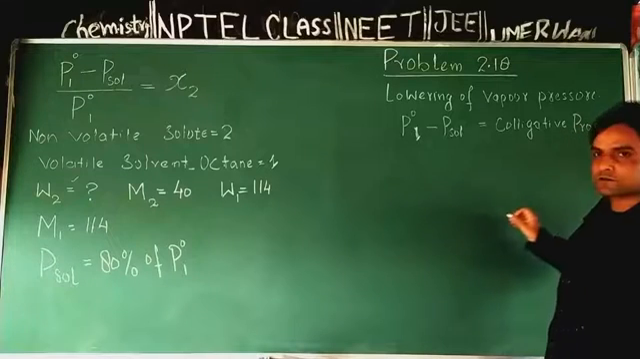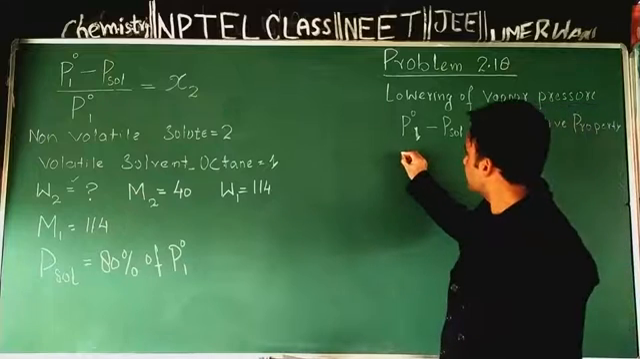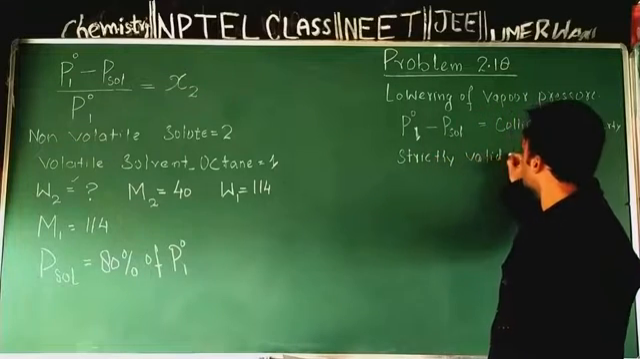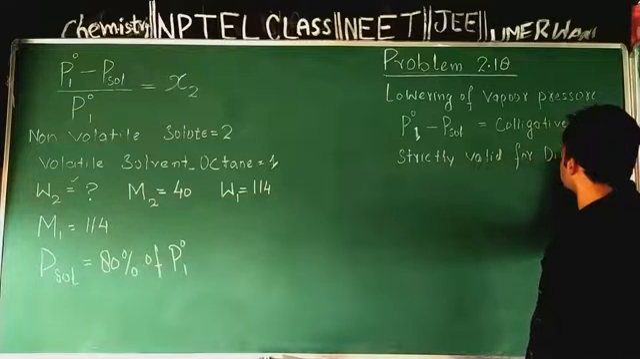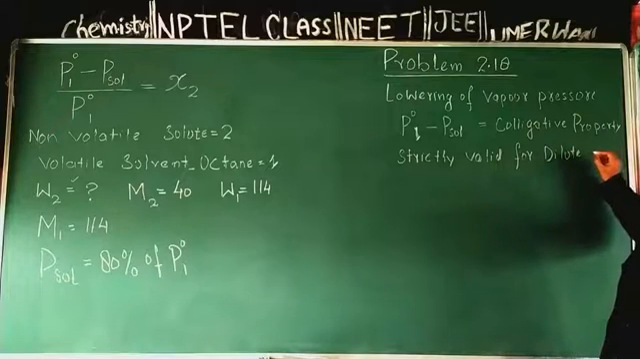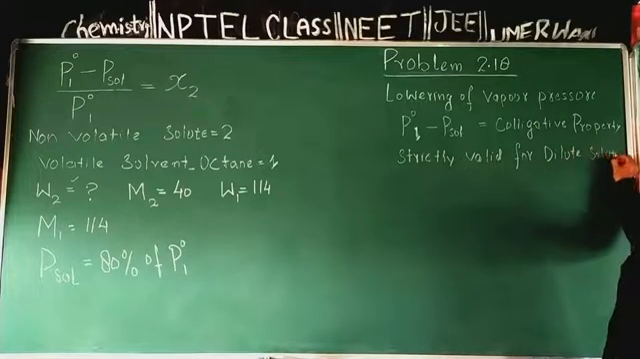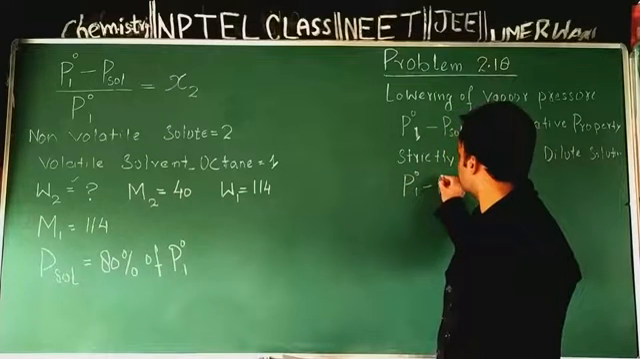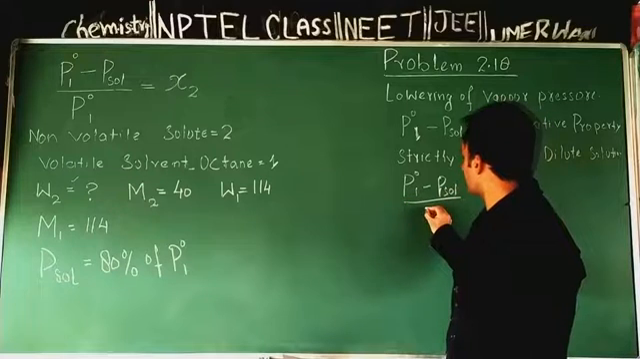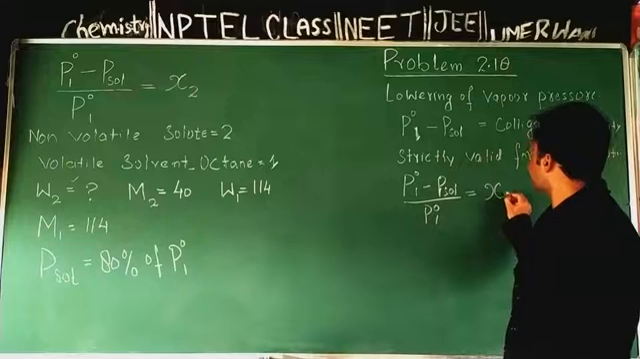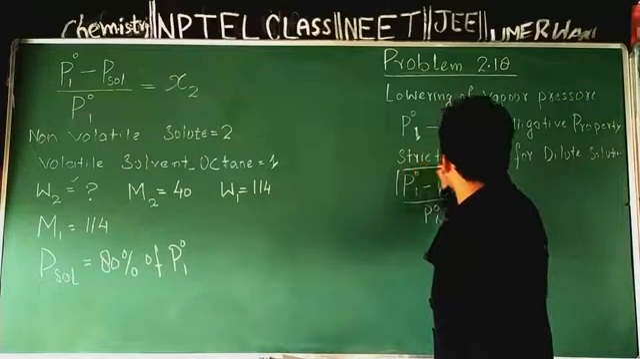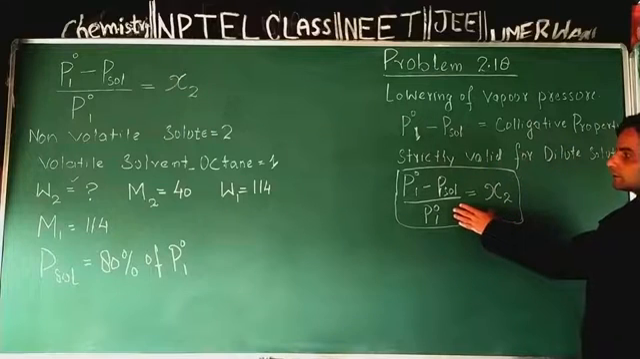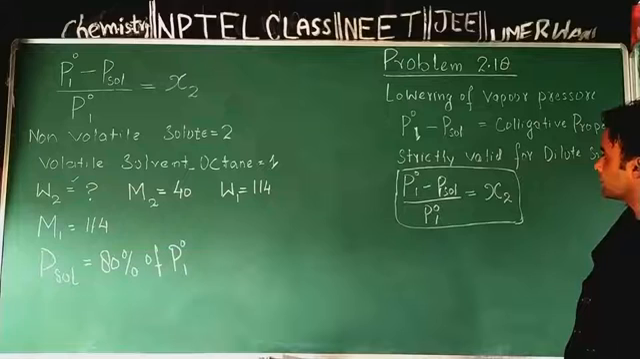And any colligative property is strictly valid for dilute solution, which contains relatively negligible amount of solute or relatively less amount of solute. So this equation, P01 minus P solution divided by P01 is equal to mole fraction of non-volatile solute, is also valid for dilute solution. So here I will use the approximation that the solution is dilute such that this equation is valid for this solution of octane containing non-volatile solute.